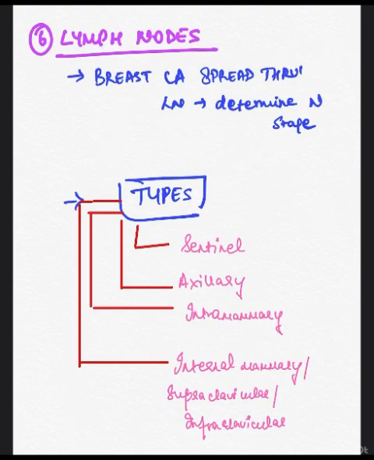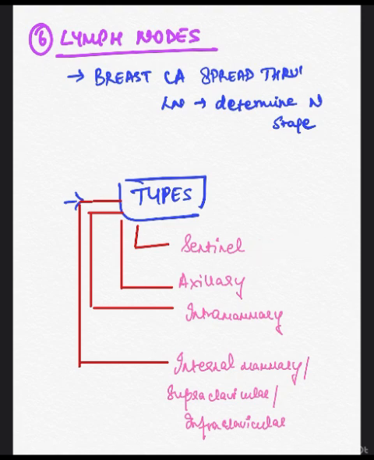Now let us move on to the next section in the CAP protocol of breast carcinoma specimen reporting, which is the lymph nodes. So the breast cancer can always spread through the lymph nodes. So examining them helps determine the stage of the cancer and whether any additional treatment needs to be given. What are the types of lymph nodes that we see? The first is the sentinel lymph nodes. Sentinel lymph nodes are the first lymph nodes that drain the breast. These are also called gatekeeper lymph nodes.